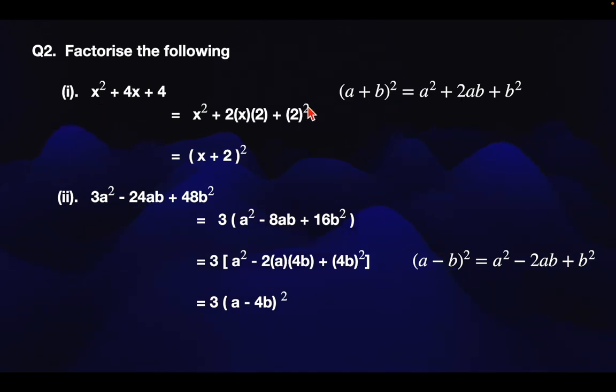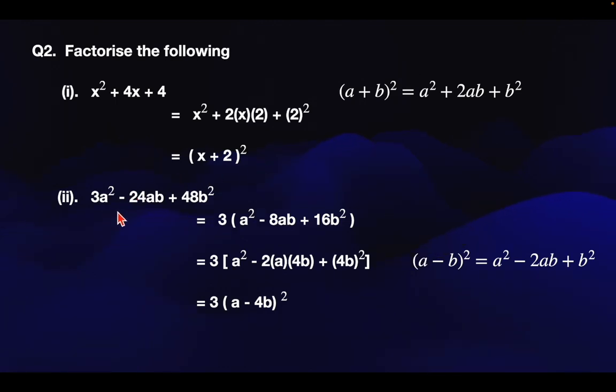So the first term is a square, the last term is a square, and the middle term can be written as 2 into a into b. See here I have written 2 into x into 2. So first term is a square, last term 4 is also a square like this. So if you compare with this, we can see a is equal to x and b is equal to 2. So write down the factors: x plus 2 the whole square. This is the answer. So we have converted a polynomial which is in an expanded form to its form in the factors. Okay, that's factorization.